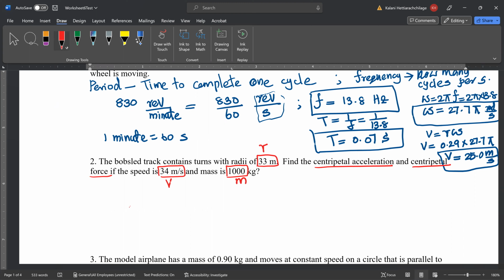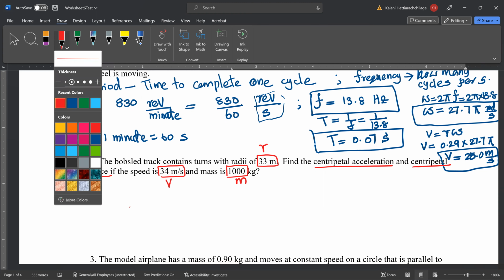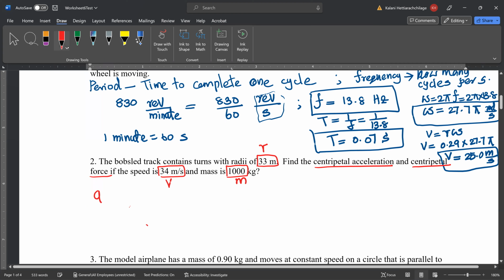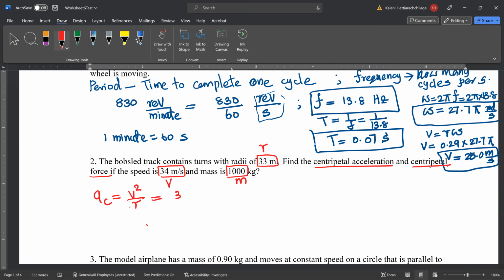Okay, so now it's very simple. First one is centripetal acceleration. We know how to calculate it. Centripetal acceleration is velocity squared over r. So let's calculate it. That is 34 to the power 2 divided by 33 meters, which is around 35 meters per second squared. I'm always concerned about the units. I'm checking that in your work always. And centripetal force is mass times centripetal acceleration.